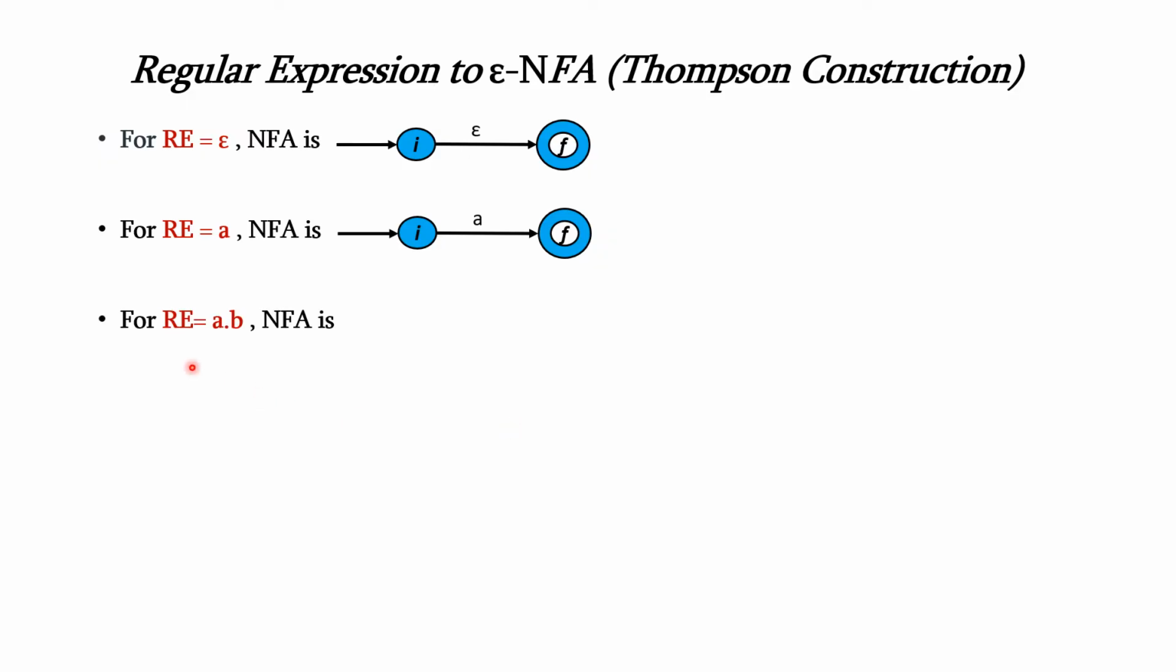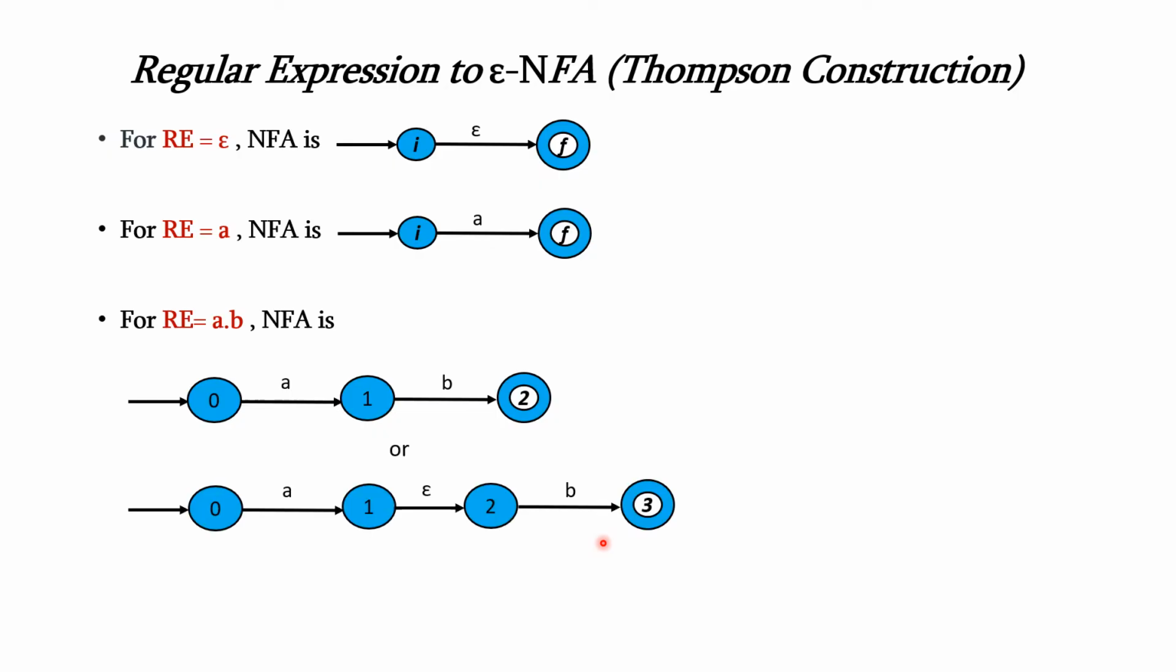For a regular expression having the concatenation operation, that is A dot B or A followed by B, the NFA can be represented as shown here. It is represented using a sequence of edges labeled with A and B. So here 0 is the initial state and 2 is the final state. Or we can represent the concatenation operation like this, by having an epsilon transition in between the inputs A and B.